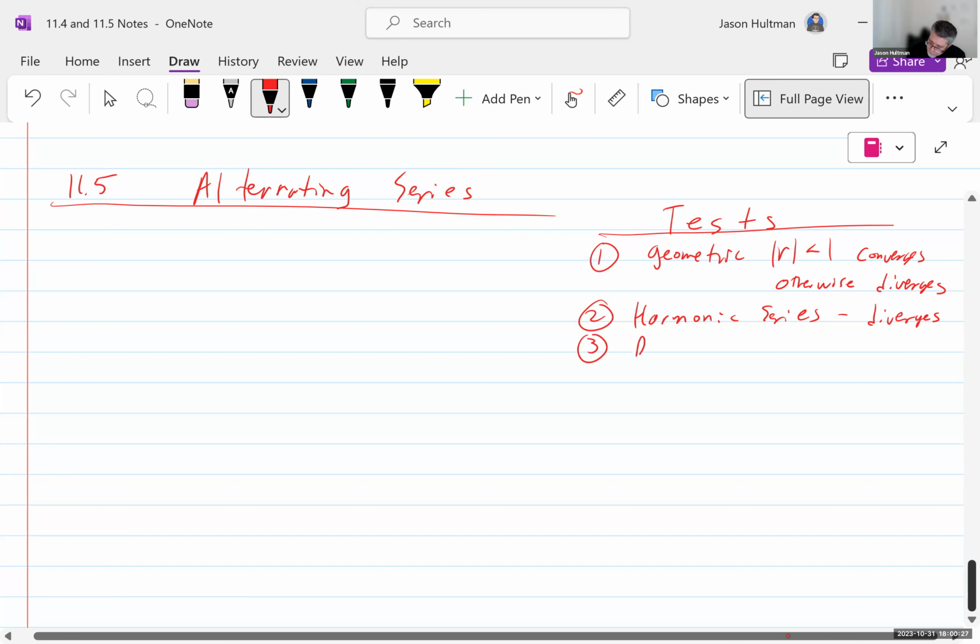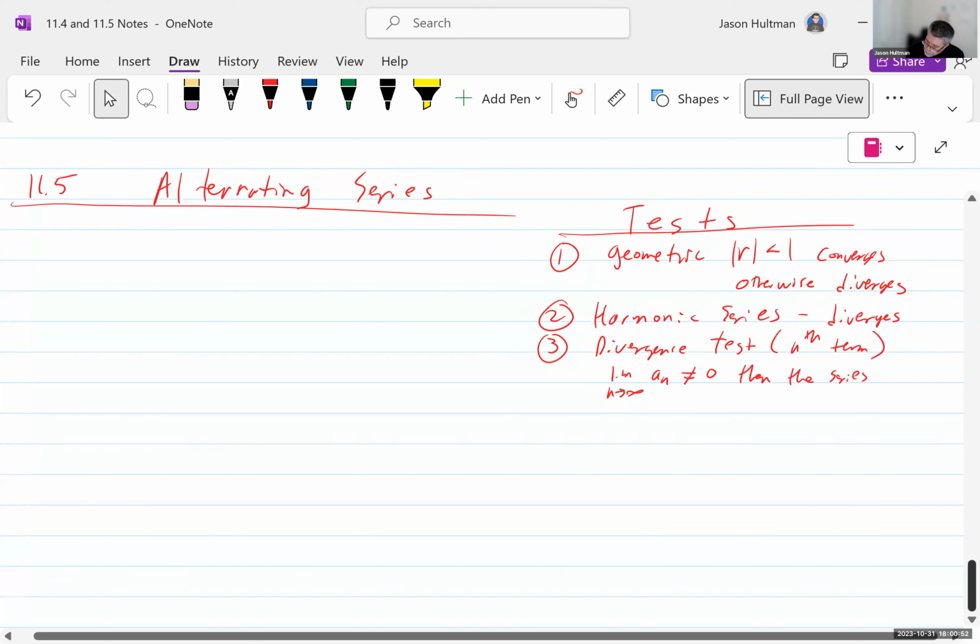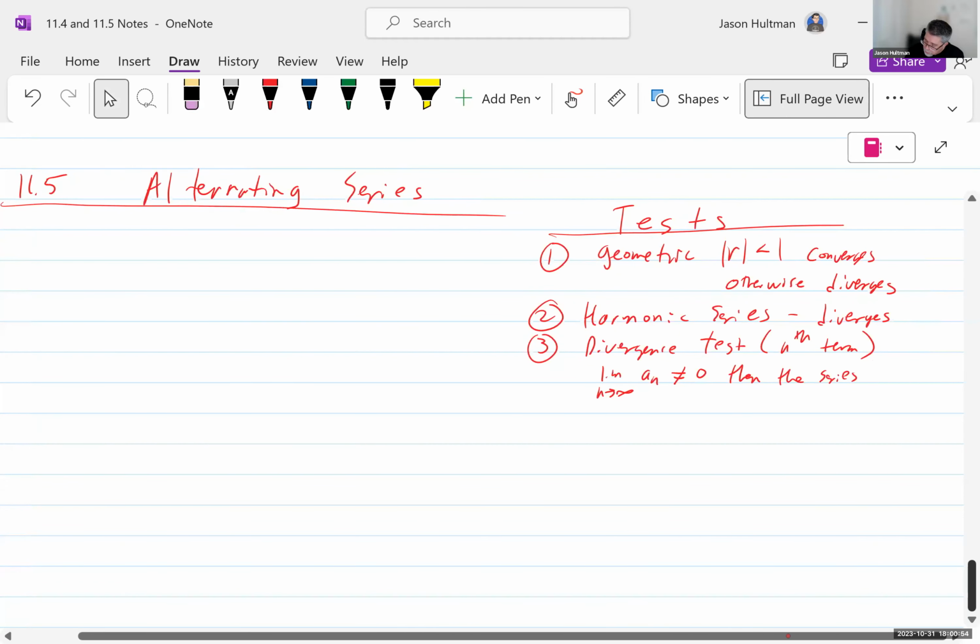Number 3 is the divergence test, or what we call the nth term test. The divergence test said that if the limit as n goes to infinity of a sub n does not equal 0, then the series diverges. Basically, if the terms don't get smaller, the series diverges.